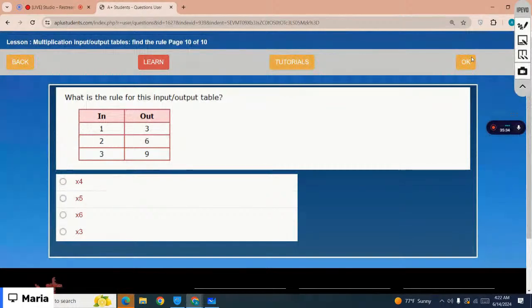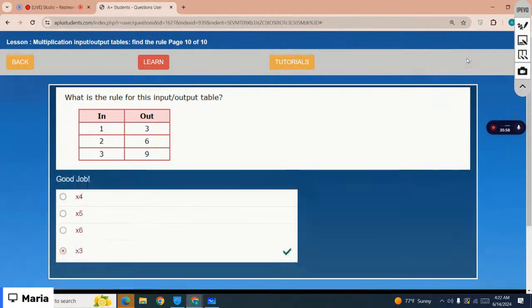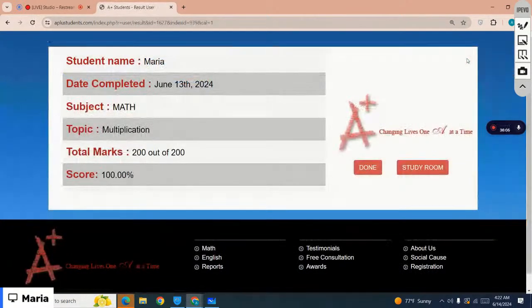For this input-output table, which is the correct option? Yes, you have to multiply them by 3. Okay, we are done with the lesson. Let's just move on to the next lesson.